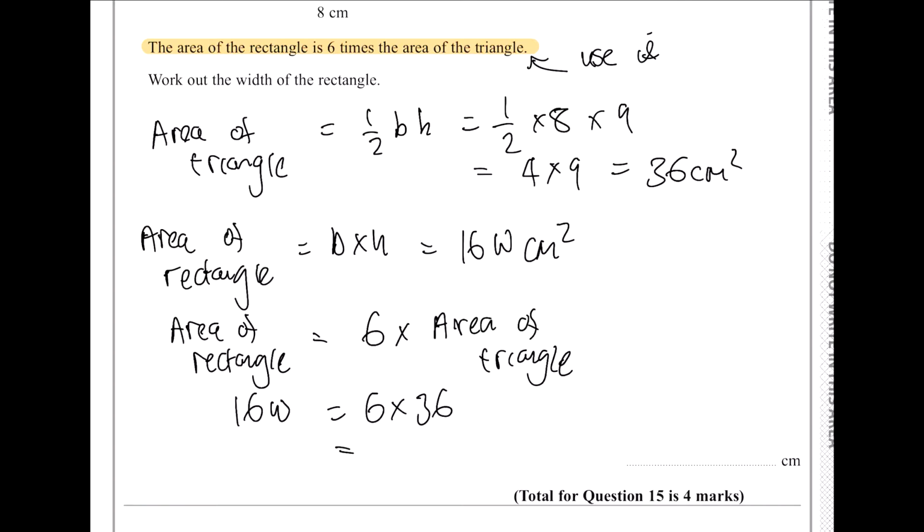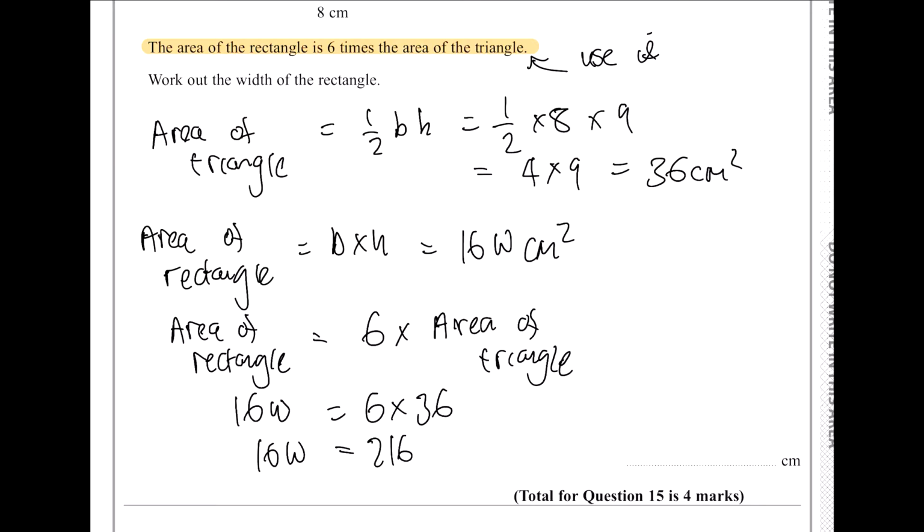Now calculating it, 6 times 6 is 36, 6 times 30 is 180, so adding them together would be 216, I think. 16W equals 216. I think that's it.